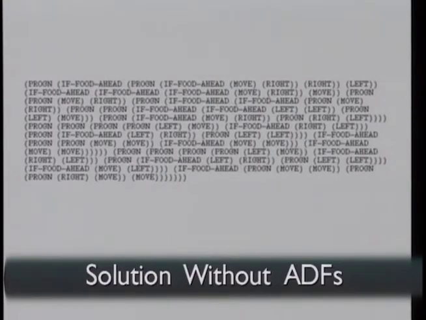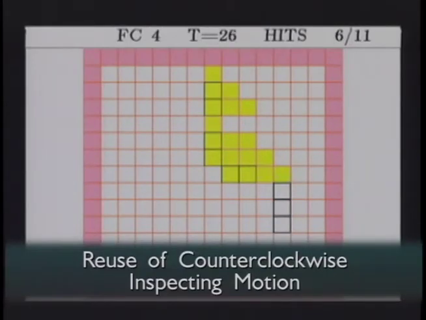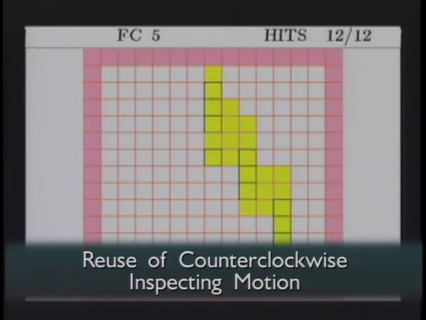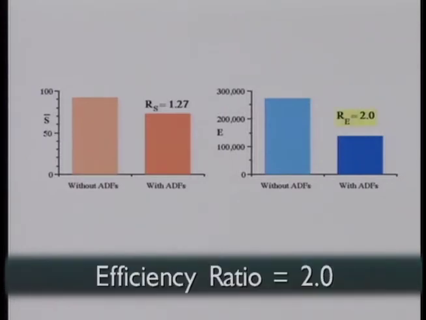A controller for finding all the food could be written by handling each type of irregularity as if it were a unique, never-to-be-seen-again problem. That's in effect what happens when automatically defined functions are not used. However, a human programmer would probably devise a single inspecting motion and reapply it on both the left and right sides of the trail. Although there is not as much exploitable symmetry in this problem as in the lawnmower and parity problems, these trajectories of evolved programs employing automatically defined functions show reuse of an evolved subprogram. There is a 2-to-1 improvement in the computational effort when automatically defined functions are used, from 272,000 to 136,000 fitness evaluations.